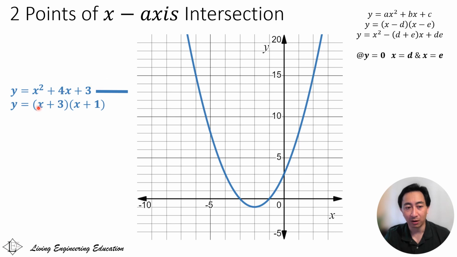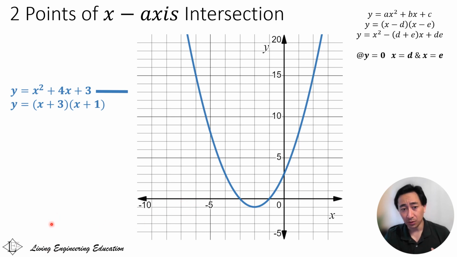So if I plug in a negative 3 here, this term will go to 0. So that will be an x-intercept. If I plug in negative 1 here, this term will go to 0. So y would be equal to 0. So that will be an x-axis intersect. All right, so you see the pattern that we're looking at here.